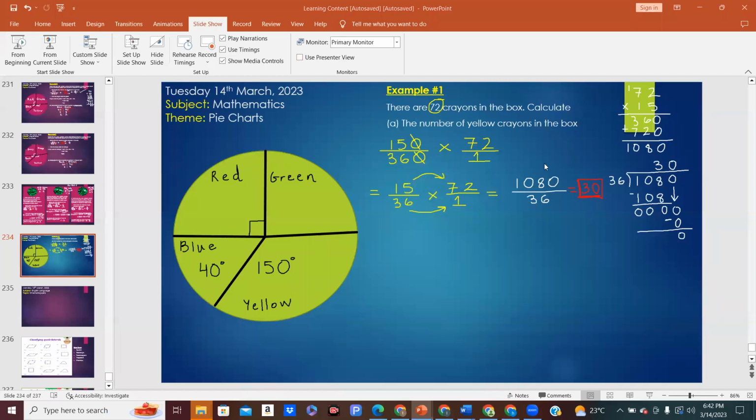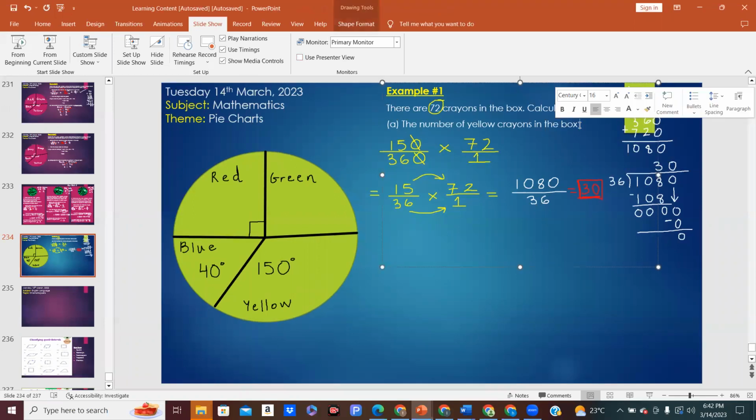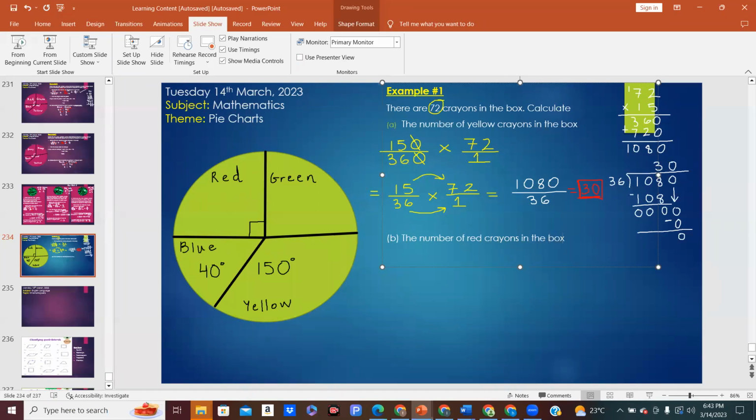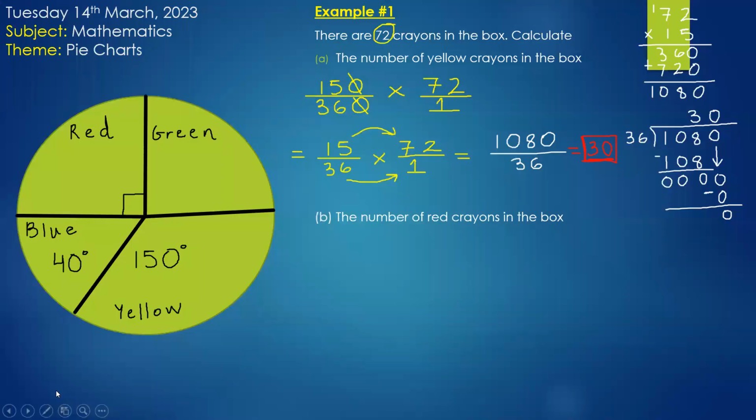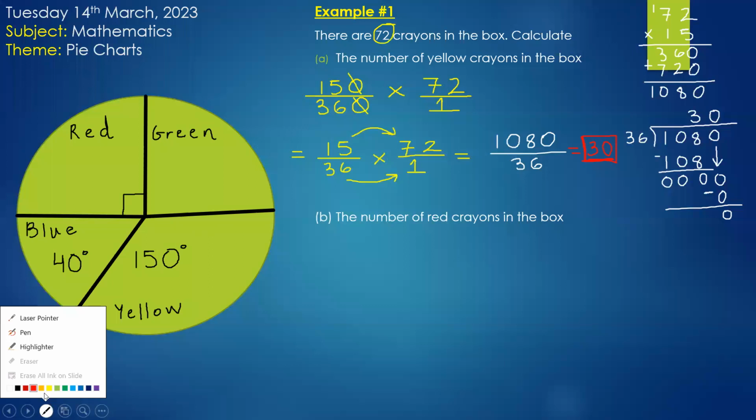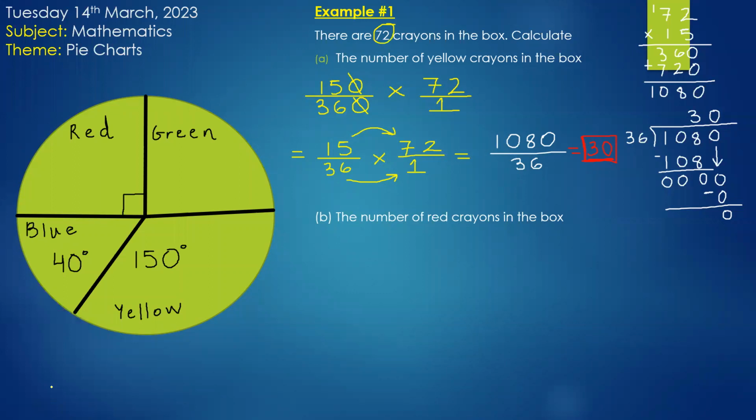So let's figure out how many red crayons are in the box. It says, find the number of red crayons in the box. So how are we going to do that? Would you do the same thing? Mm-hmm. I'm going to do the same thing. So what is 40 over 360? Yeah, 40 over 3.